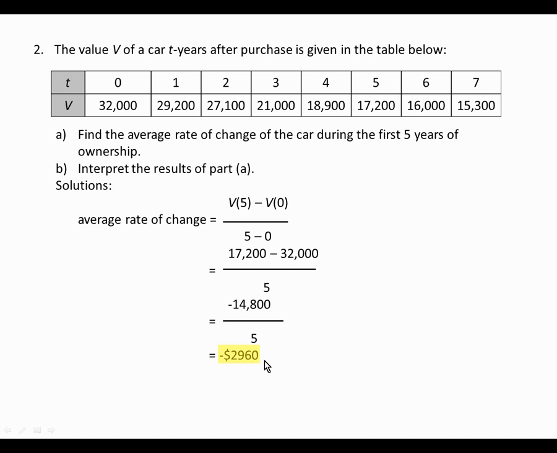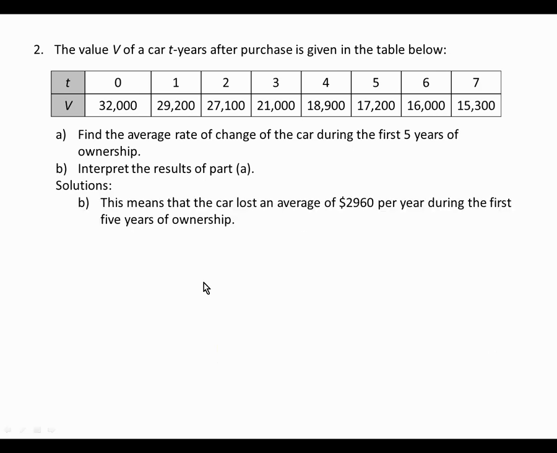Now, the interpretation of this. Okay, this says that the car, because it's negative, is losing $2,960 in value each year for the first 5 years. If it were positive, it'd be increasing in value for the first 5 years. So this means that the car lost an average of $2,960 per year during the first 5 years of ownership. That's what part A means.